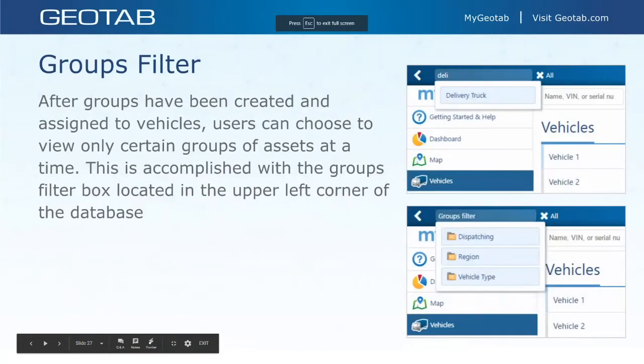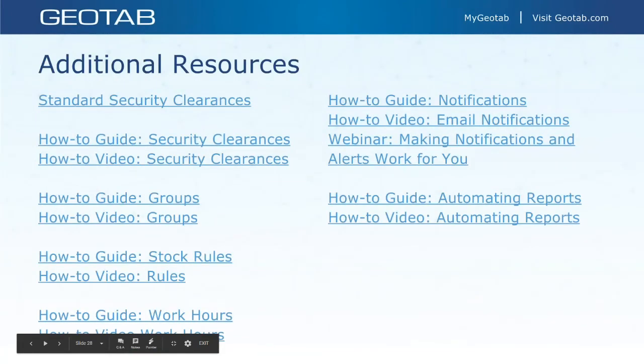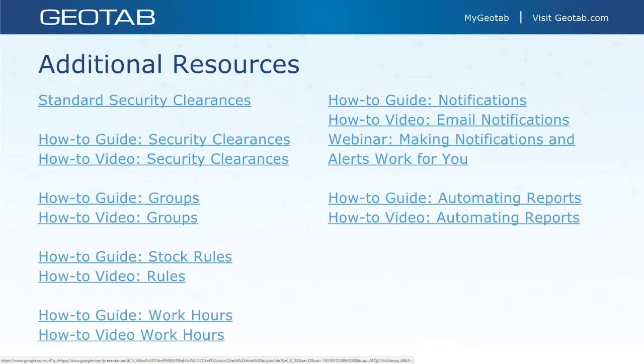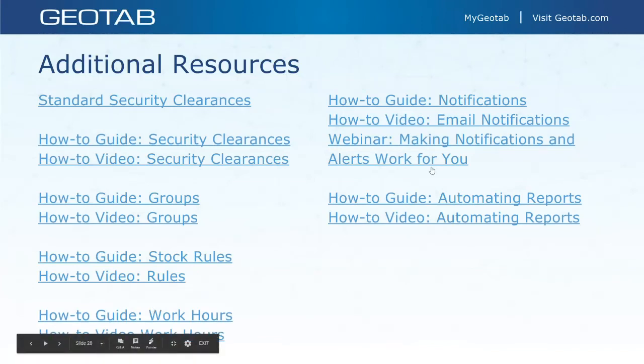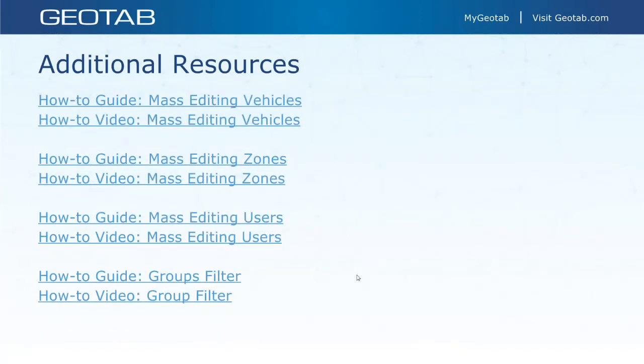And more resources on that. So back into the presentation here. So here's a page on groups filter. Now we get into all of these resources that we're going to send you off with. So document here on standard security clearances. We have a written guide and a how-to video on setting up security clearances, groups, creating groups, assigning vehicles to groups, stock rules, work hours, notifications. Here we have a webinar link if you want to get really into notifications and alerts, automating reports, mass editing vehicles, mass editing zones, mass editing users, and of course, using the groups filters.